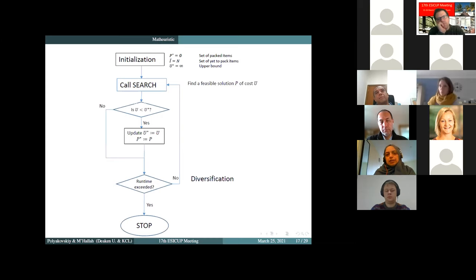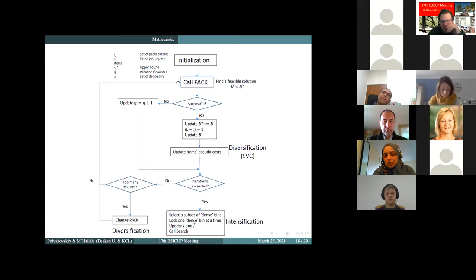Our math heuristic is an iterative one. The iterative part is kind of classical, where you start with an empty pattern, with all the items being unpacked and your upper bound being infinite. Then we apply a search procedure. If the search procedure improves the upper bound, then we update the upper bound and the solution. And as long as the runtime is not exceeded, we just reiterate. Now, our search procedure is what is really interesting, because it calls the packing, which is done by one of the MIPs. Our first model is the basic one. If the first model is successful, then we update things.